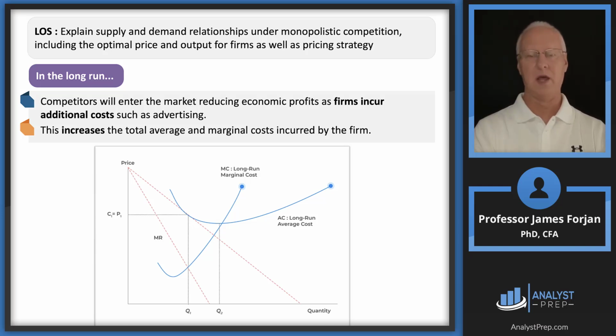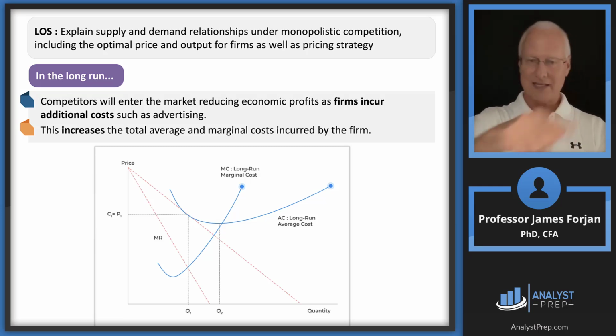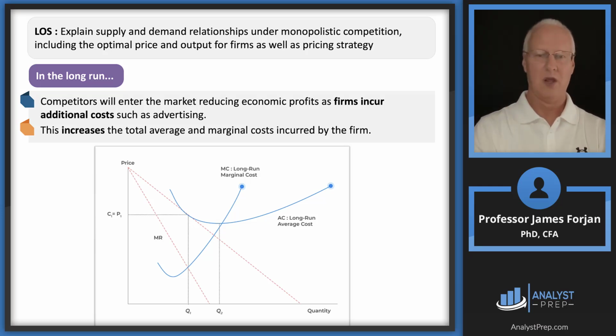But in the long run then, what's going to happen here? This is really important. This is a great exam question. So here we are, we're producing at Q1, right? And that gives us P1. And in the long run, what happens is that P1 and the C1, that's going to be our long run marginal cost curve. So let me go back here.